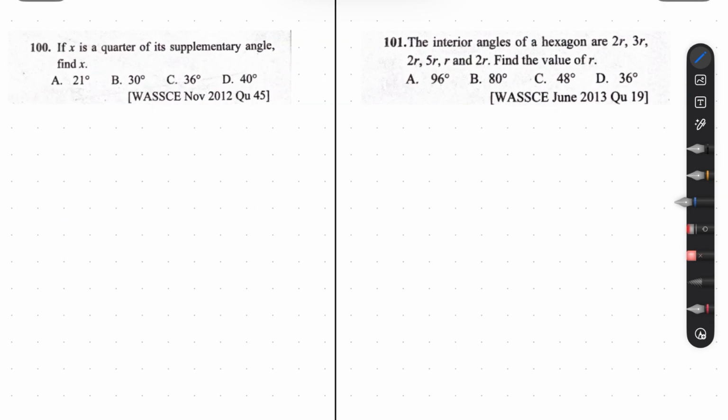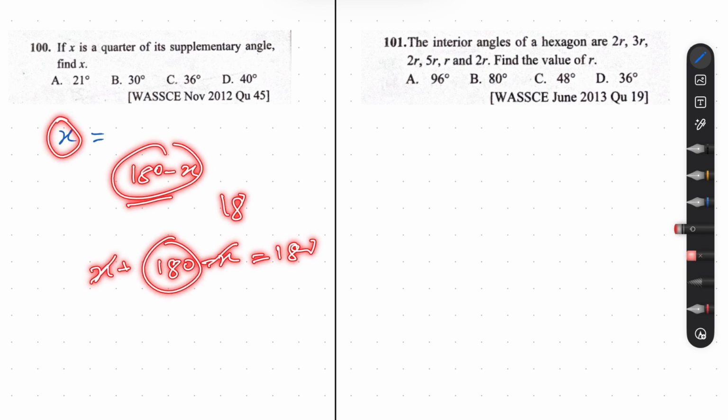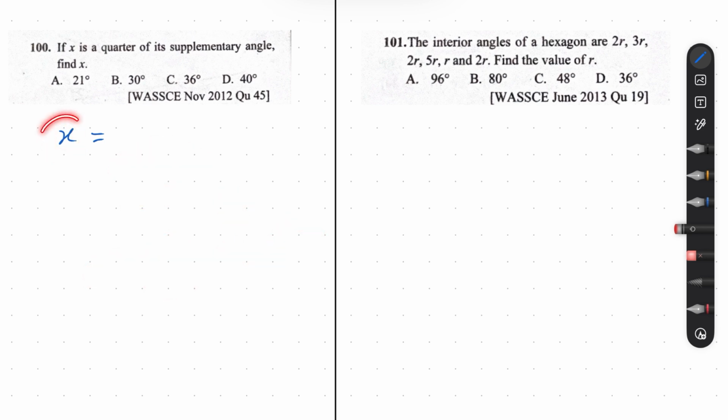The question says, if x is equal to a quarter of its complement, what's the complement of x? So the complement of any number is what? 180 minus that number, because the sum of those two numbers should give us 180. So when we add x plus 180 minus x, we should get 180, because the x will cancel the negative x, and we'll be left with 180. So the complement of x is 180 minus x. Keep that in mind.